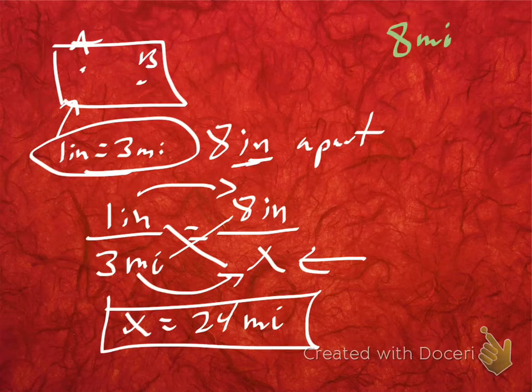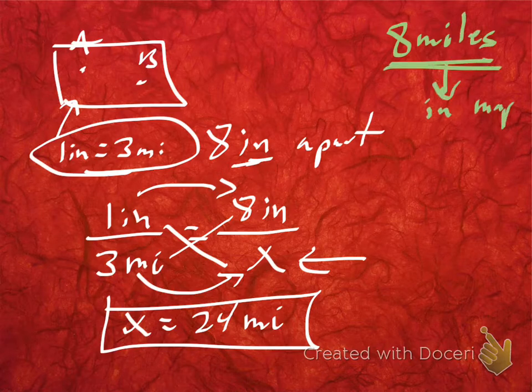Okay? Now, let's say we were doing the same problem. Let's go the other direction. Suppose that I know that two things in real life are 8 miles apart, and I want to know how far apart to put them on the map. Okay? So we're going to start with 8 miles this time, and we're going to set up a proportion.